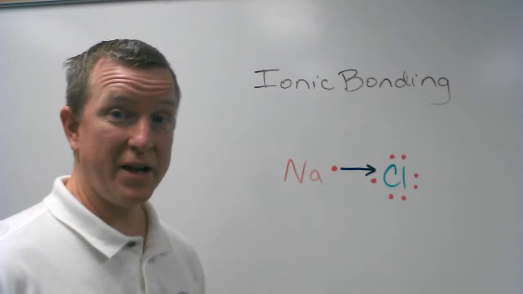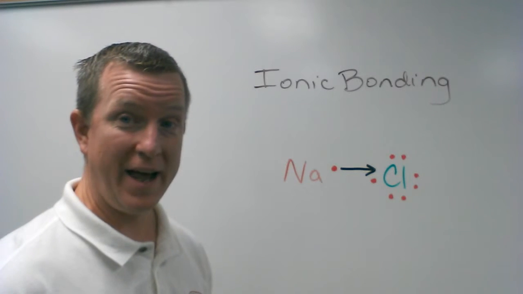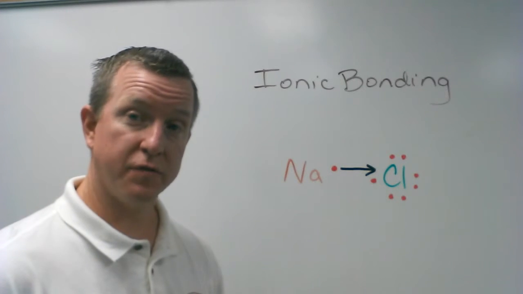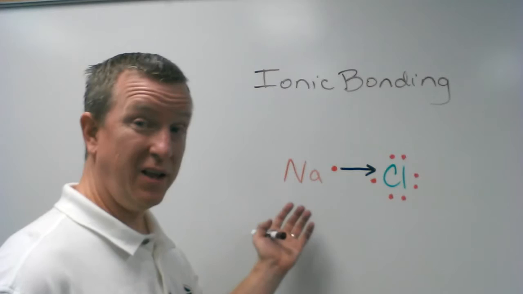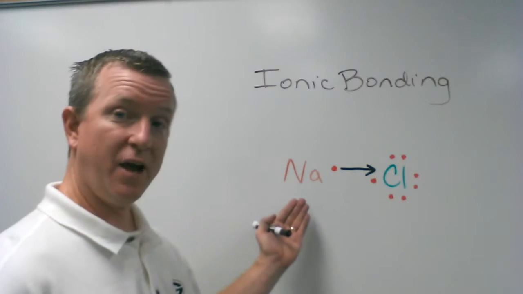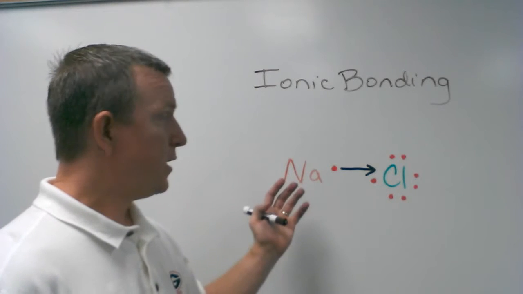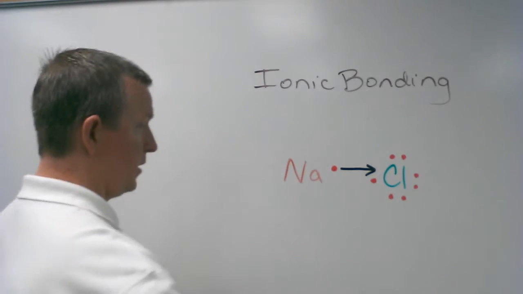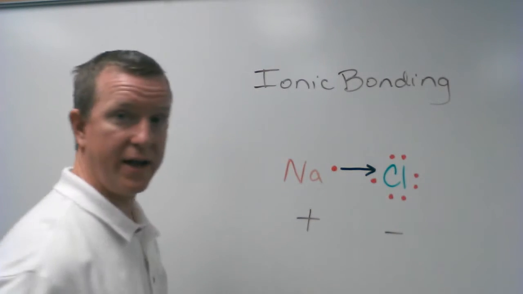So when this bonding occurs, where the sodium atom gives the electron to the chlorine atom, we get what we call ionic bonding. Ionic bonding is the transfer of electrons from one atom to another, from one element to another. So we're giving it up here, we're getting it here, everybody's happy. Now, when this happens, we end up with an ion. And in an ion, we end up with a positive ion here and a negative ion here.